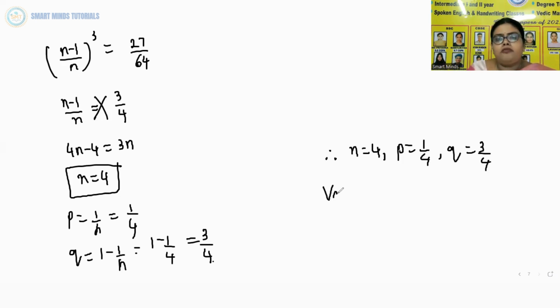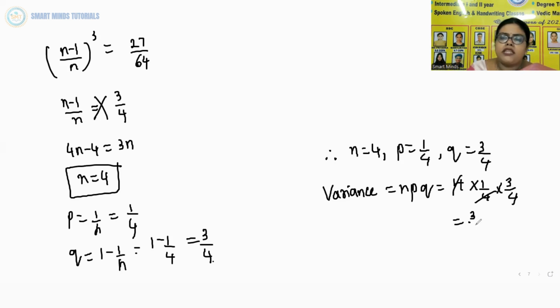But they are asking you for variance. Variance is NPQ. NPQ is 4 into 1 by 4 into 3 by 4. 4 cancel, that is 3 by 4.